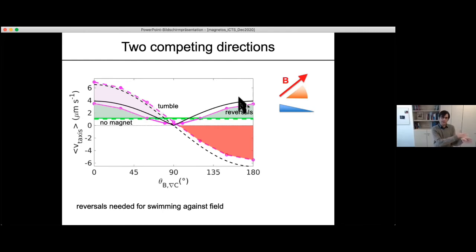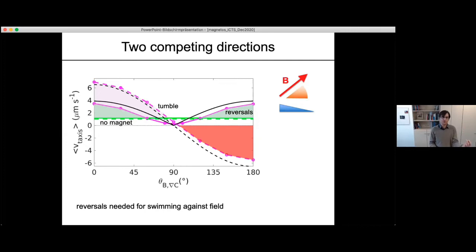And then because they can swim backwards just as forwards, this speed actually increases again if the angle goes towards 180 degrees. So what we conclude from that is really if these bacteria should be able to swim against the magnetic field, they should not do a run and tumble such as E. coli does it, but they should have the option to swim backwards, which means basically they have the option to swim against the direction of their magnetic moments.